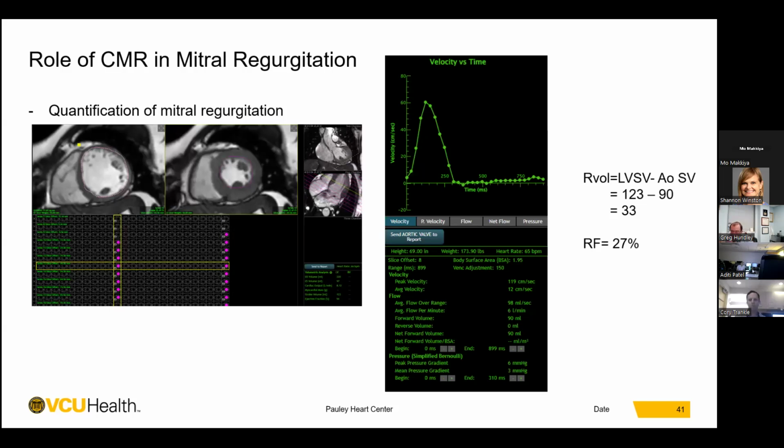So the direct method, or the method that we use most, is we obtain our stroke volume like we see here in any software you use on the left, and get your LV stroke volume, and we use phase contrast imaging of the aortic valve to calculate the aortic valve forward flow, and we subtract these and we get our regurgitant volume, or regurgitant mitral valve volume. You can also calculate the regurgitant fraction from that.